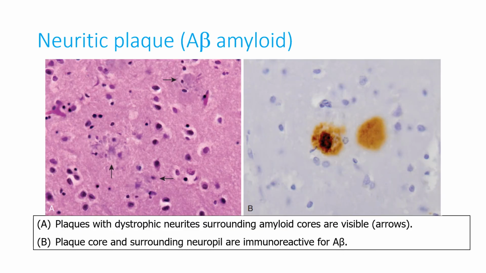As we mentioned before, the two pathologic hallmarks of Alzheimer are amyloid neuritic plaques and neurofibrillary tangles. Neuritic plaques are deposits of aggregated A-beta peptides. You can see the plaques here, and here, here, with dystrophic neurites surrounding the amyloid core. And you see the neurites with the core that are immunoreactive for A-beta.